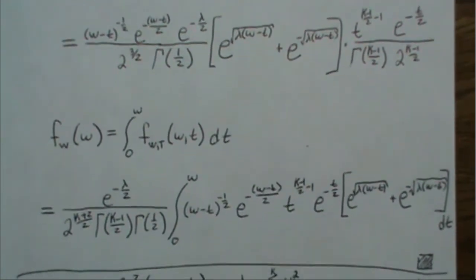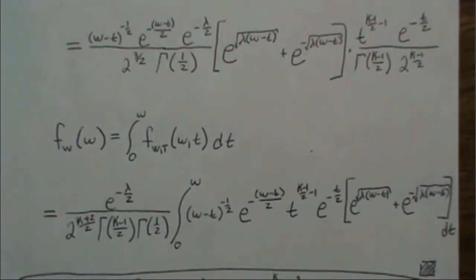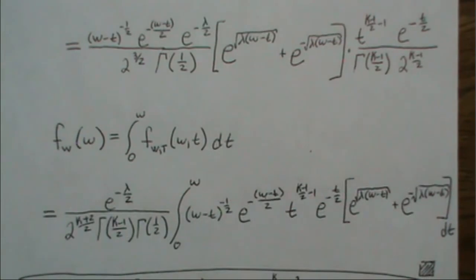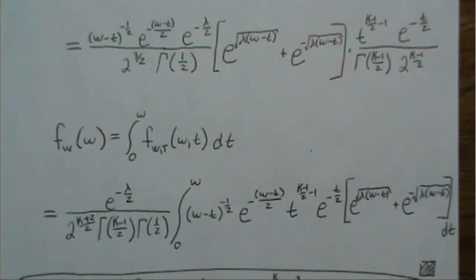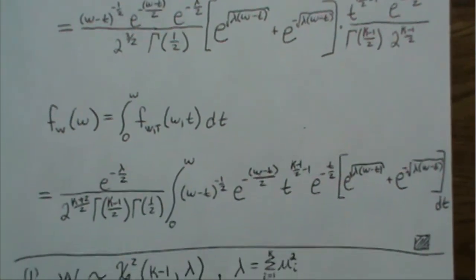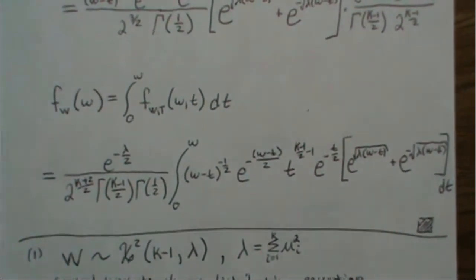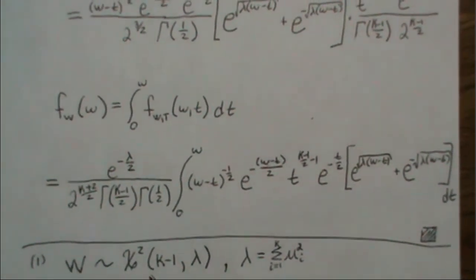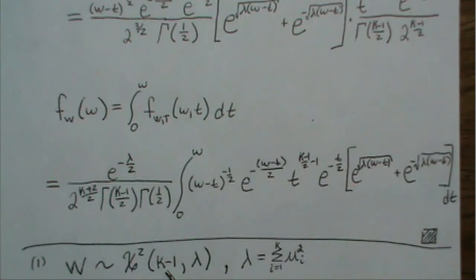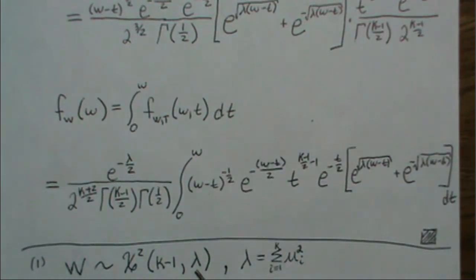Now we're finished, because this can't be simplified further, and it has to be solved by numerical methods. So w, which is the sum of the xi squareds, is a non-central chi-square distribution with k degrees of freedom and non-centrality parameter lambda, which is the sum of the mu_i squareds.